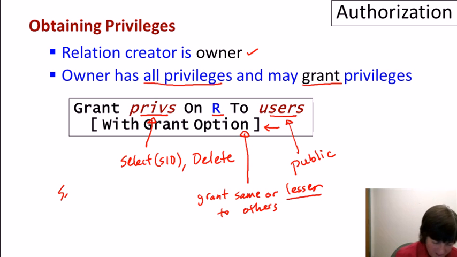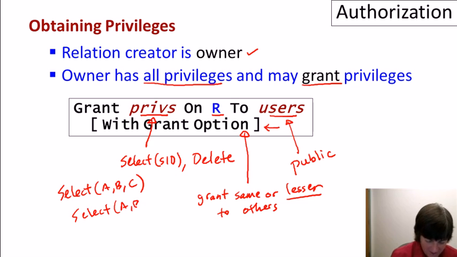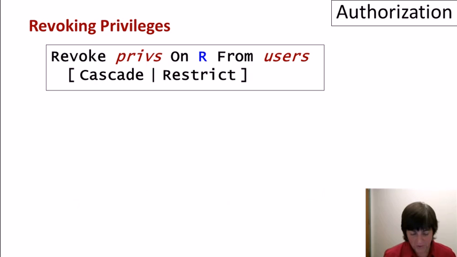Well, it's pretty simple. If we have, say, select and attributes A, B, C, then a lesser privilege would be something like select A and B. Now, how about the revoking of privileges? This gets a little more interesting. So the command is revoke privileges. Again, it would be a list of privileges on a particular relation from users. And again, that would be a list of usernames with the possibility of the special name public.